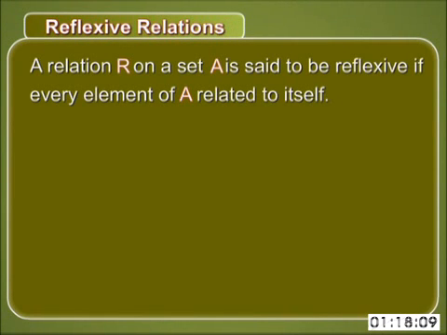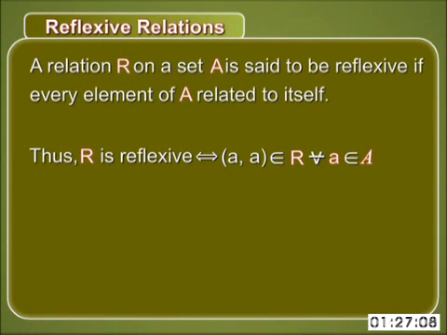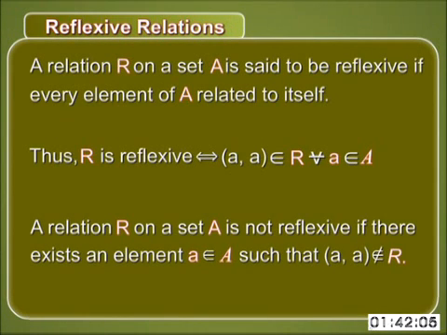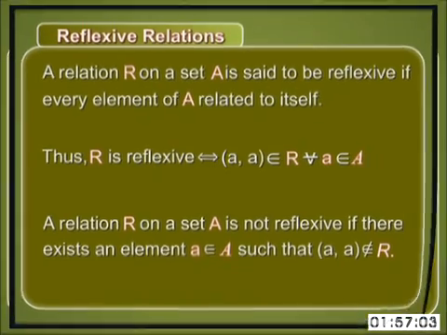Reflexive relations: a relation R on a set A is said to be reflexive if every element of A is related to itself. Thus R is reflexive if and only if the ordered pair (a, a) belongs to relation R for all a belonging to set A. A relation R on a set A is not reflexive if there exists an element a in set A such that the ordered pair (a, a) does not belong to relation R.